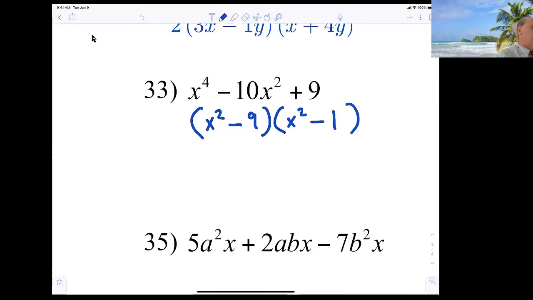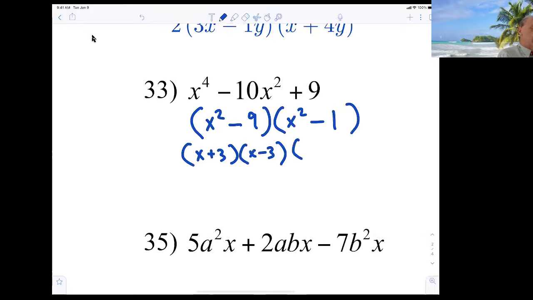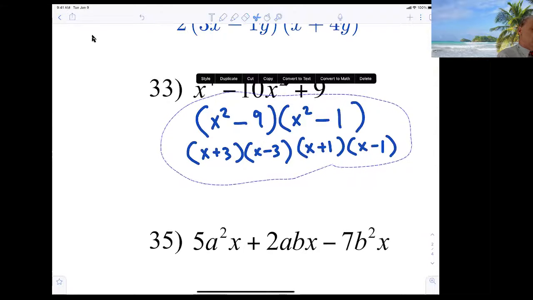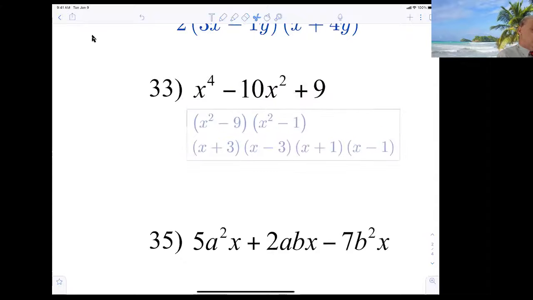Now, what can I do with x squared minus 9? That's right. And what about x squared minus 1? Does this one factor? Again, it does factor because it's minus 1. X plus 1 and x minus 1. That was hard. Everybody good?